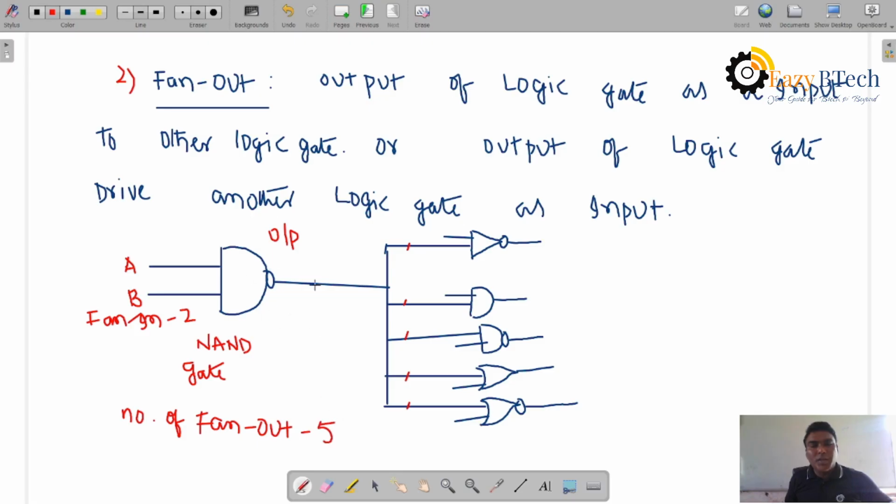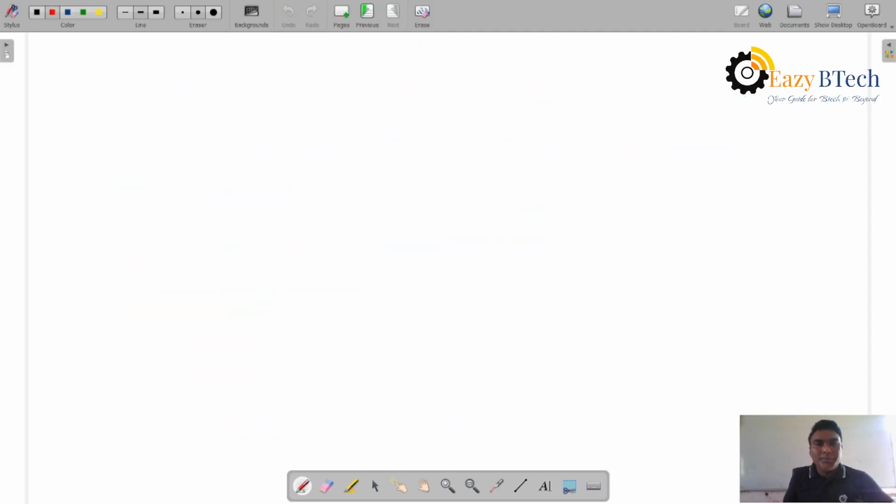The output of this NAND gate can drive other logic gates as an input. So it can drive 5 logic gates as an input. This is nothing but the fan out of a gate. So any gate has fan in and fan out, right? Fan in and fan out.